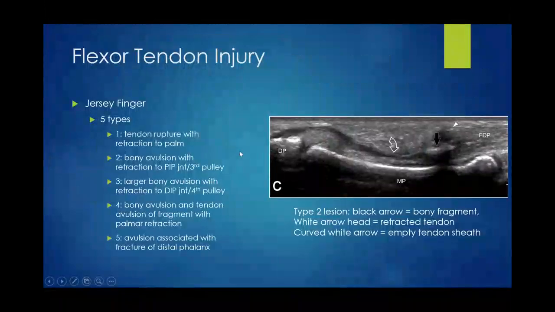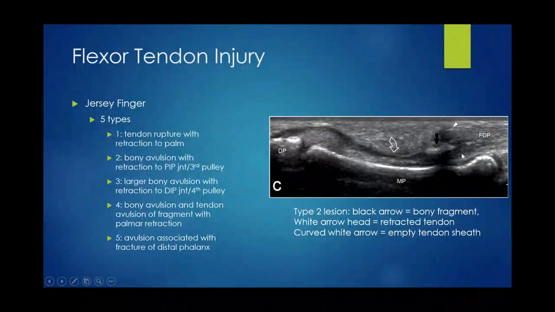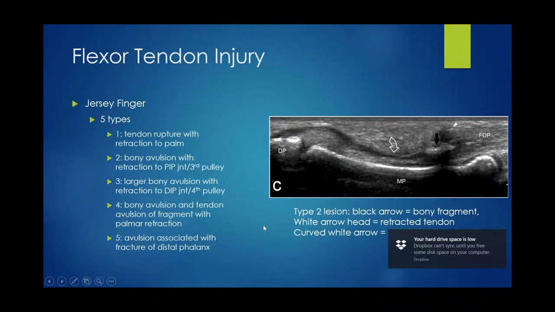Moving on to flexor tendon injuries, there are essentially 5 types. It depends on the degree of proximal retraction of the tendon, as well as whether or not there is bony involvement, but these could be easily depicted on ultrasound evaluation.